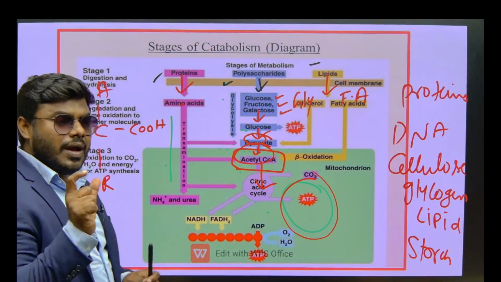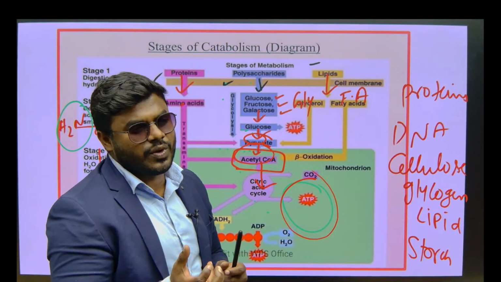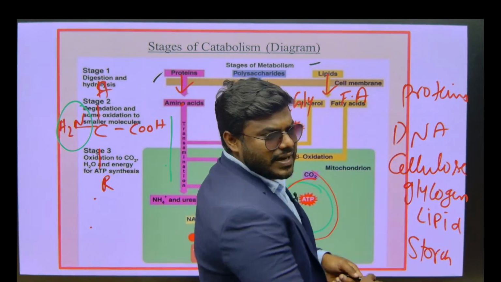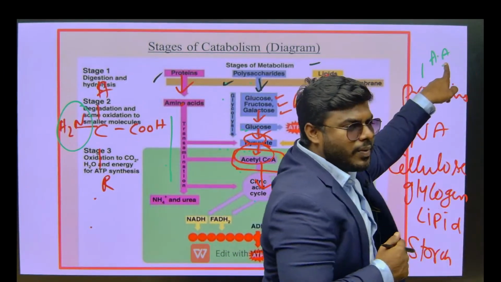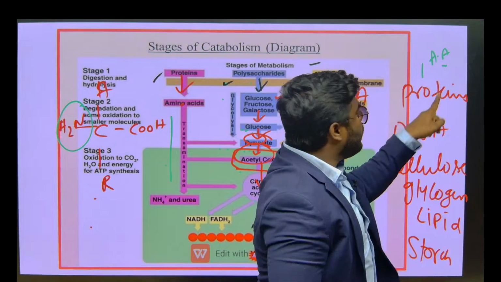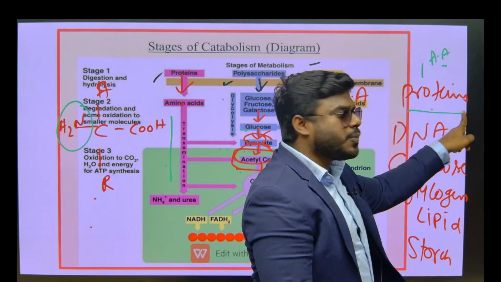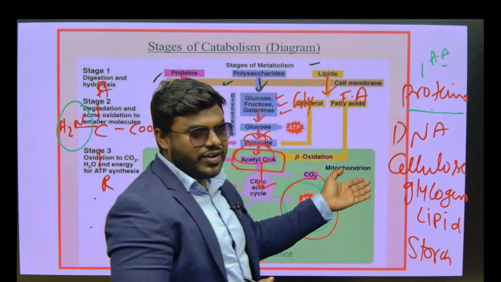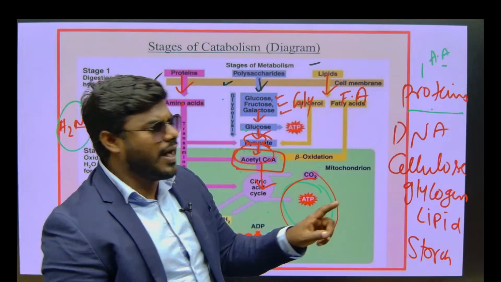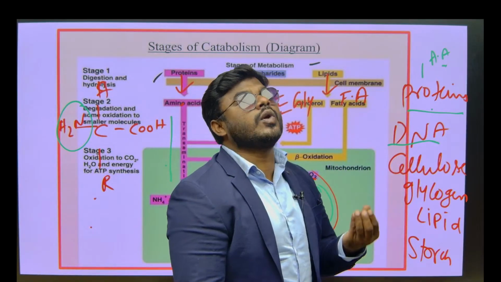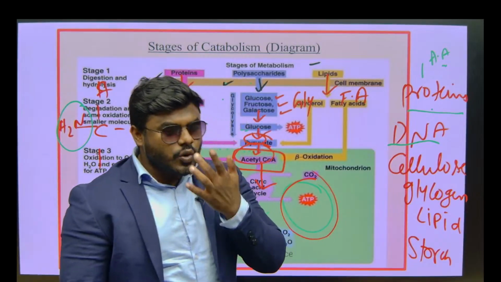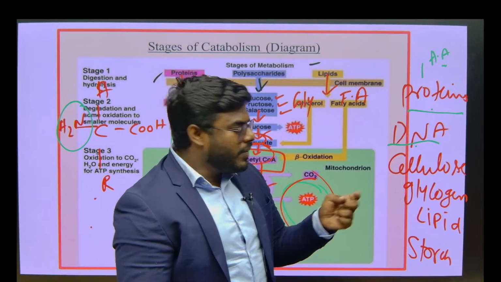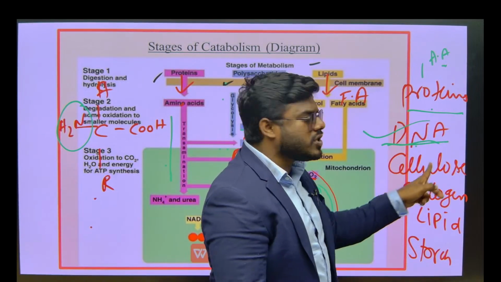Now what is a polymer? Many monomers come close together and give rise to a polymer. Protein is made up of amino acids, so the amino acid acts as a monomer, one unit. Many monomers give rise to protein, hence protein is a polymer. DNA is made up of nucleotides. Nucleic acids are DNA and RNA. Many nucleotides come close together and give rise to DNA. So one nucleotide is a monomer, and many nucleotides give rise to the polymer DNA. So DNA is also a polymer.